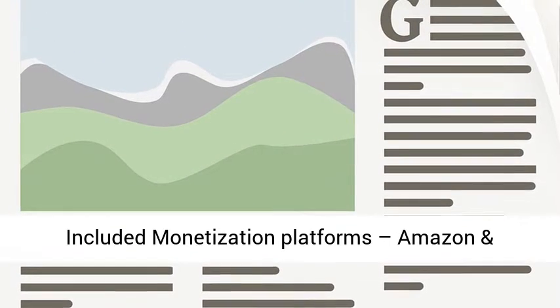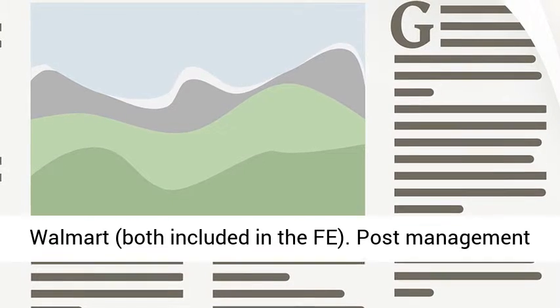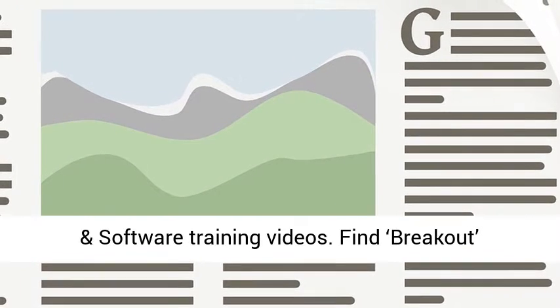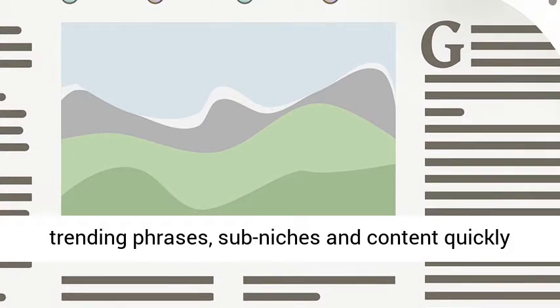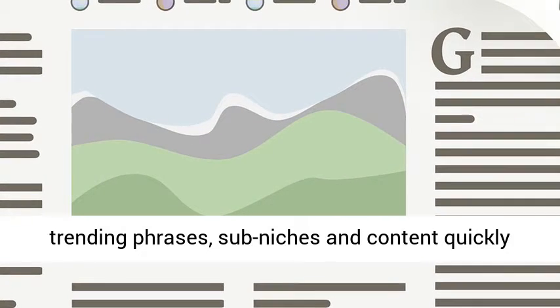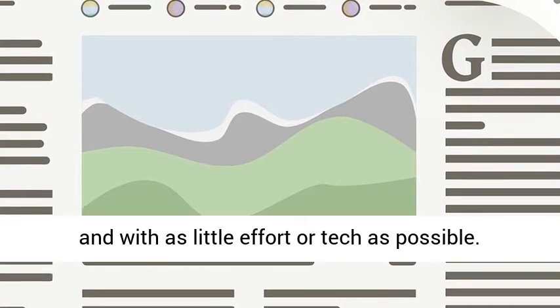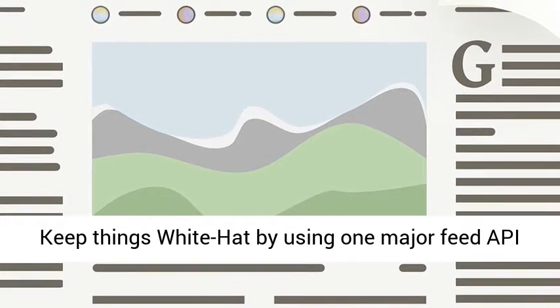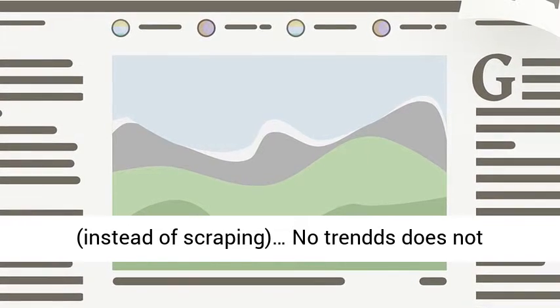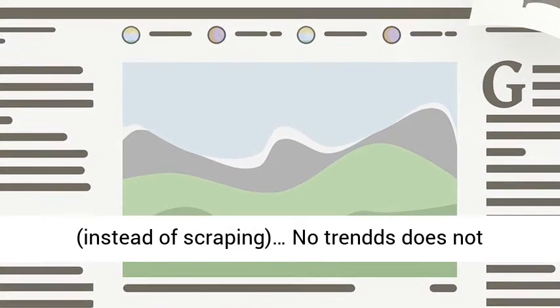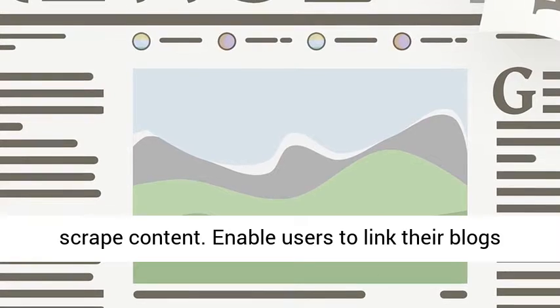Included monetization platforms: Amazon and Walmart, both included in the FE. Post management and software training videos. Find breakout trending phrases, sub-niches and content quickly and with as little effort or tech as possible. Keep things white hat by using one major feed API instead of scraping. No, Trends does not scrape content.